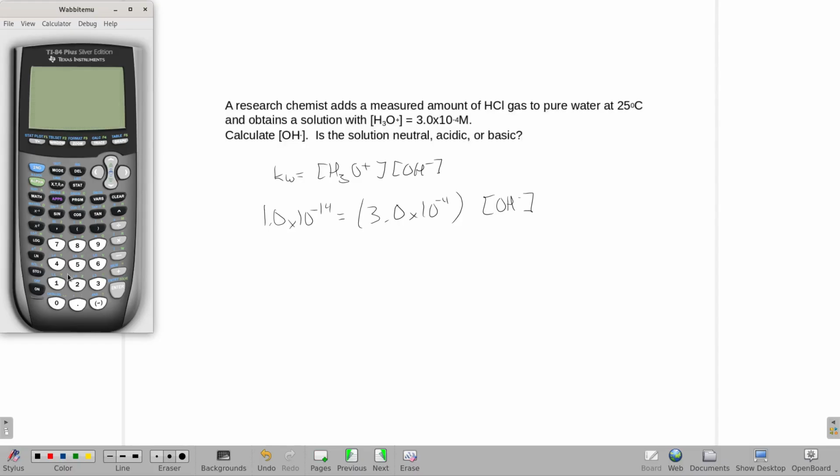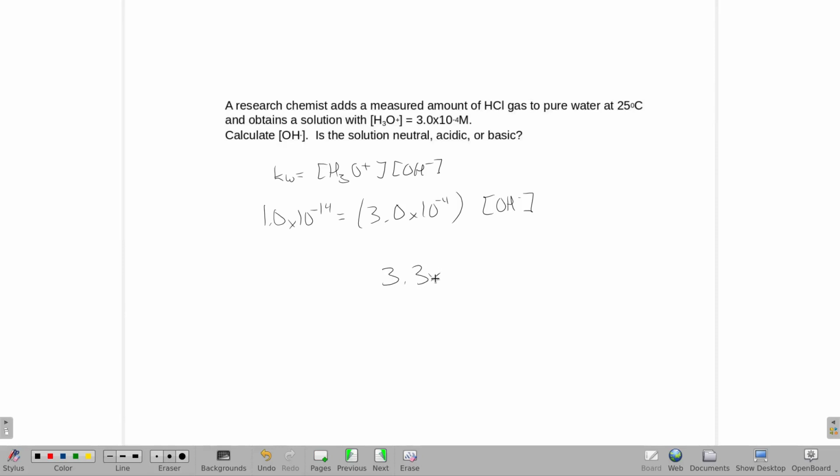Fire up my calculator. 1 times 10 to the negative 14th divided by 3 times 10 to the negative 4th. We get 3.3 times 10 to the negative 11th. And now, is it acidic, basic, or neutral? This is a bigger number. It's acidic. Technically, we could have done that right off the bat. Since that value right there is a number that is bigger than 1 times 10 to the negative 7th. That's the middle range. Since that one's bigger than it, it's definitely acidic.